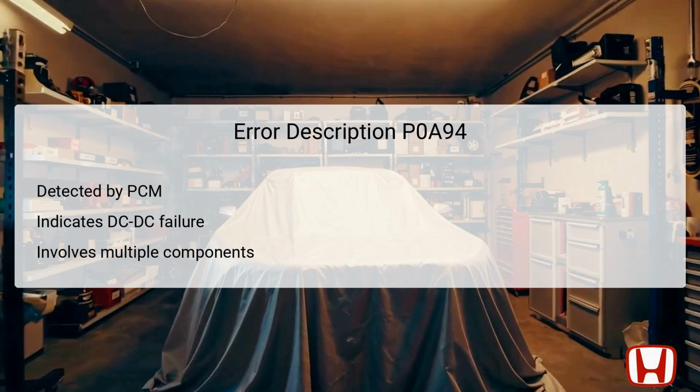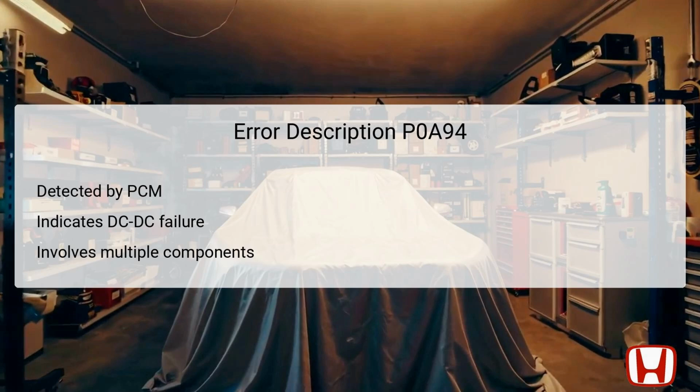The error code P0A94 is stored by the powertrain control module, or PCM, when it detects an issue with the DC-DC converter performance. The PCM is the vehicle's brain, coordinating various electrical components and their optimal functions. An issue arises when the PCM receives a signal indicating a failure in the DC-DC converter, which converts high-voltage direct current from the battery to a lower voltage for various electronic systems.